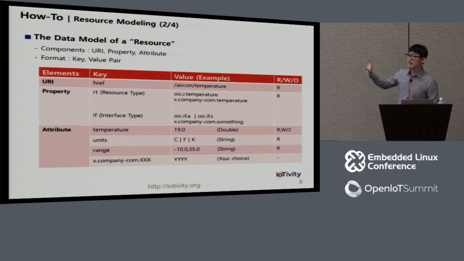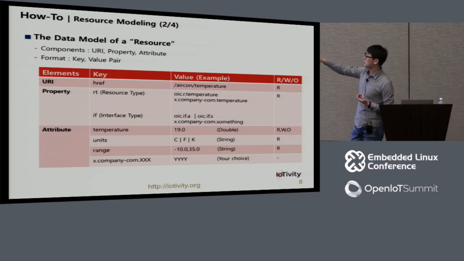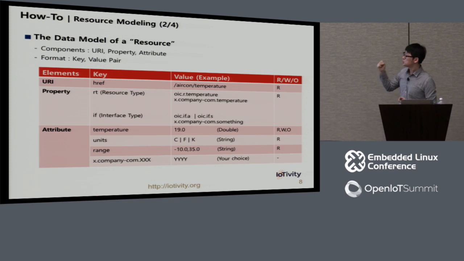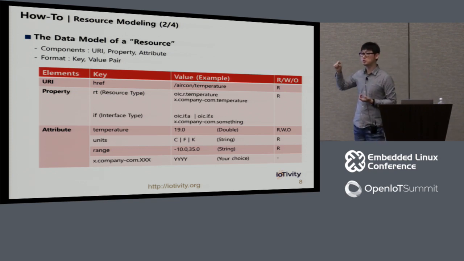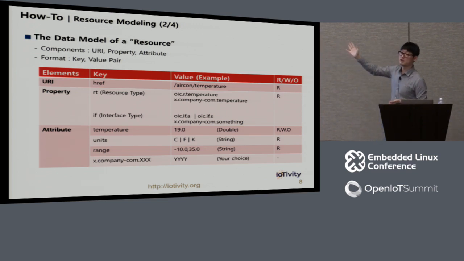In one resource, you can have multiple resource types and interface types. For example, you could have not only temperature, but also, for example, binary switch. And binary switch should have an attribute named value with a boolean type. So if you add two different resource types in one resource, that means you will have not only temperature, units, and range for the temperature resource type, but also the value with the boolean type for the binary switch.